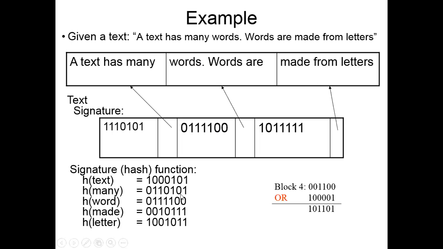Take made, which is 0010111. The letter is 1001011. If you OR 0010111 with 1001011: 1 or 1 is 1, 1 or 1 is 1, 1 or 0 is 1, 0 or 1 is 1, 1 or 0 is 1, 0 or 0 is 0, and 0 or 1 is 1. So the signature is 1011111.